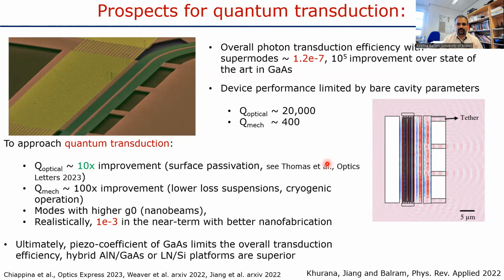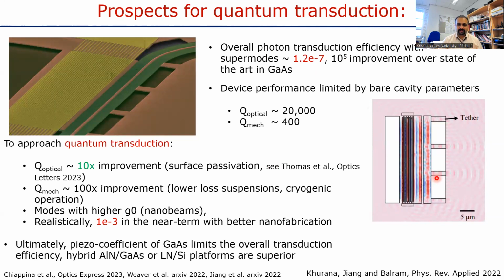It's important to also note that in these first generation experiments, the performance was limited mostly by the bare device parameters, and particularly the optical Q and the mechanical Q were not really great. In particular, the mechanical Q was very poor, on the order of only 400, because the contour mode resonator was not suspended well. You can see that because of the way the waveguide geometries were suspended, we got a lot of leakage. And now in the next generation devices, we are much better.